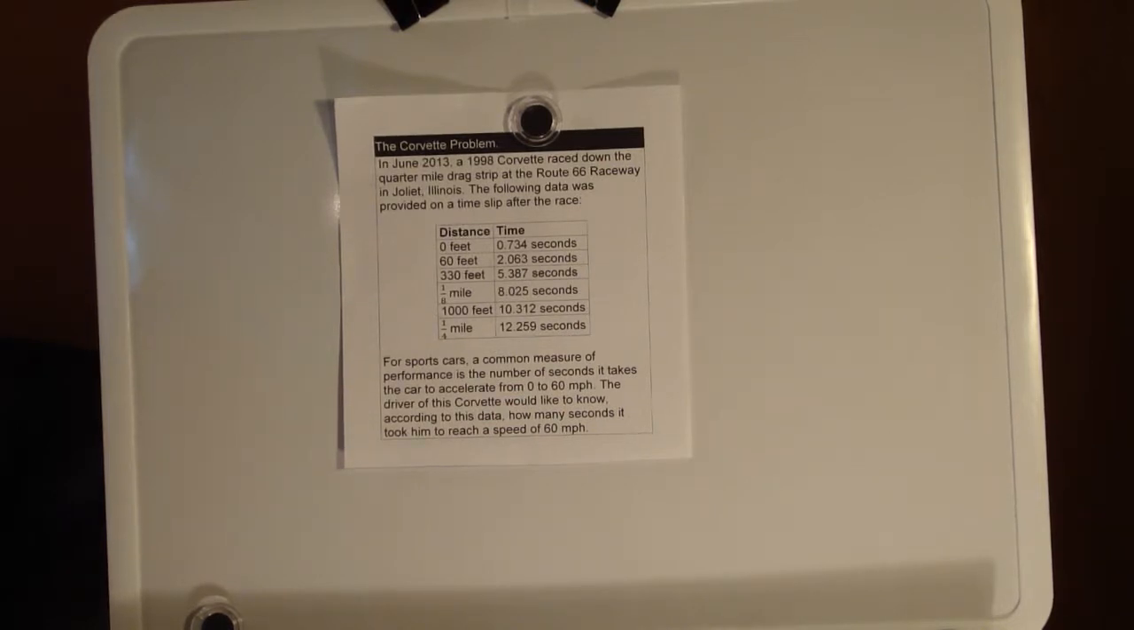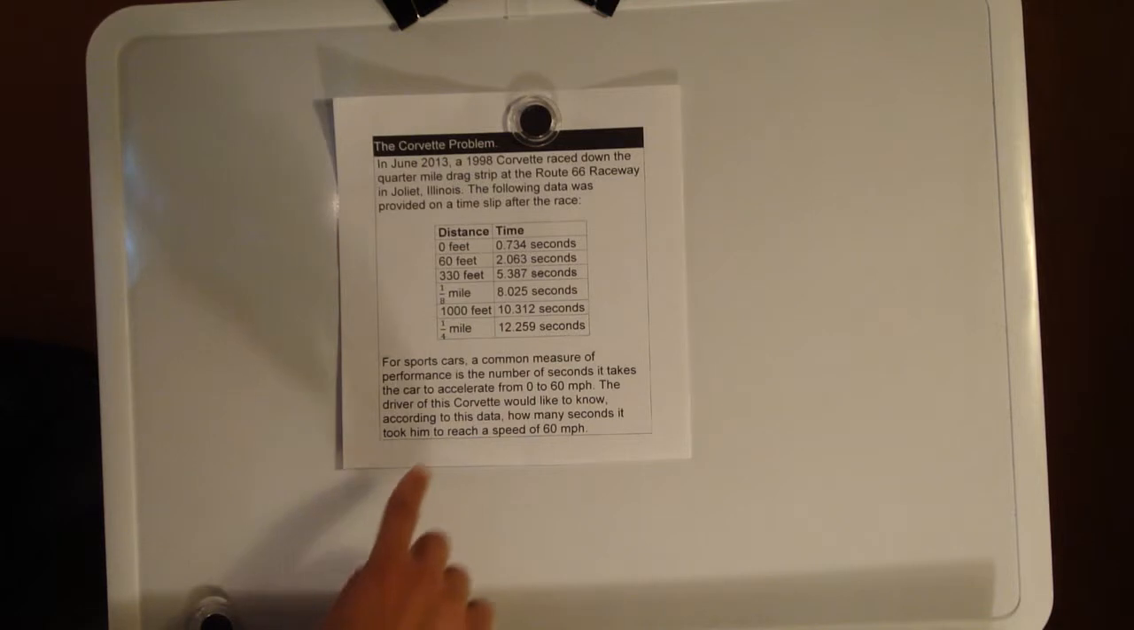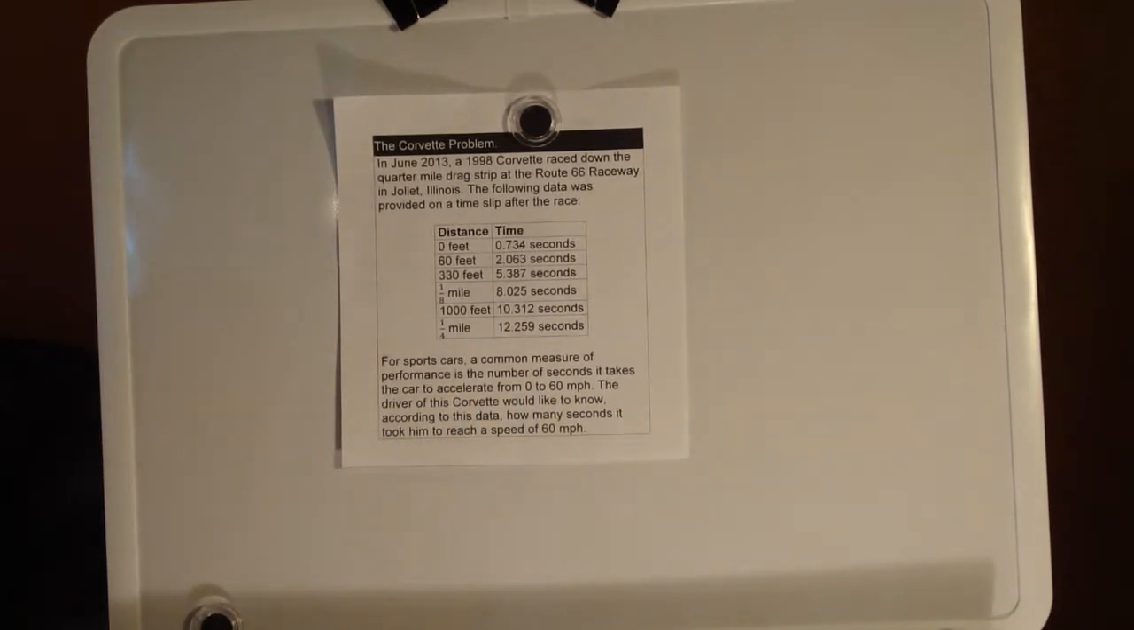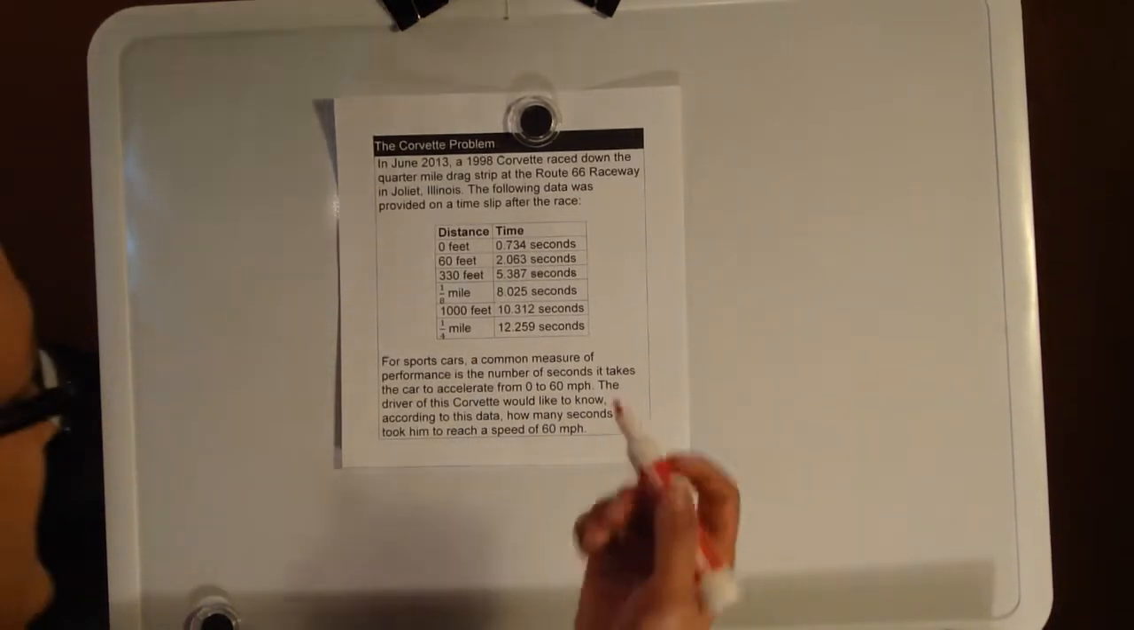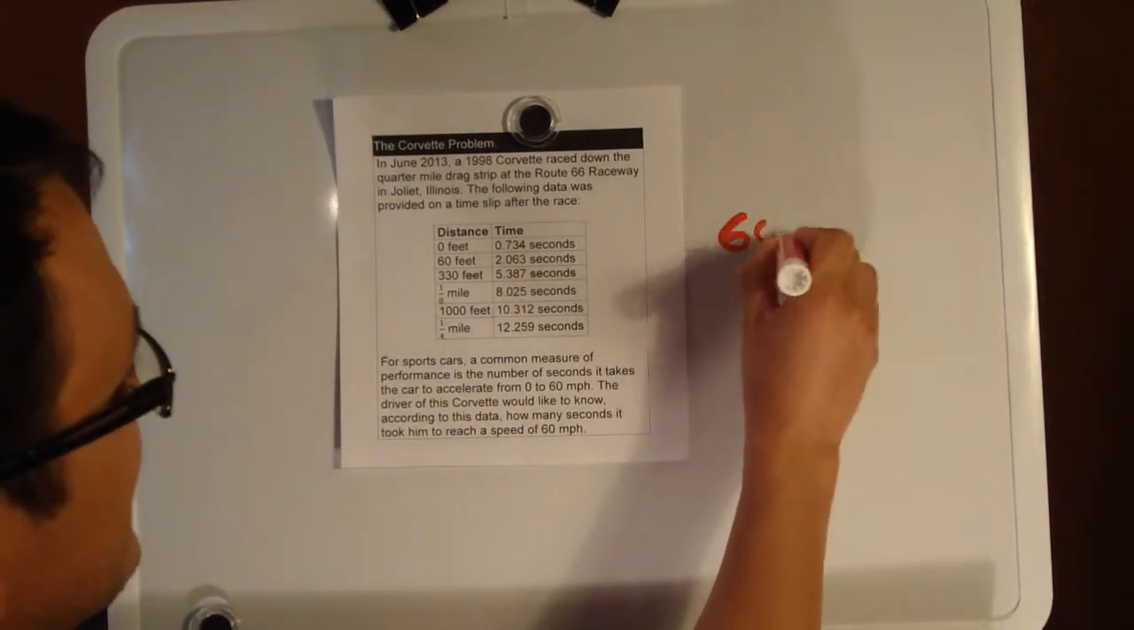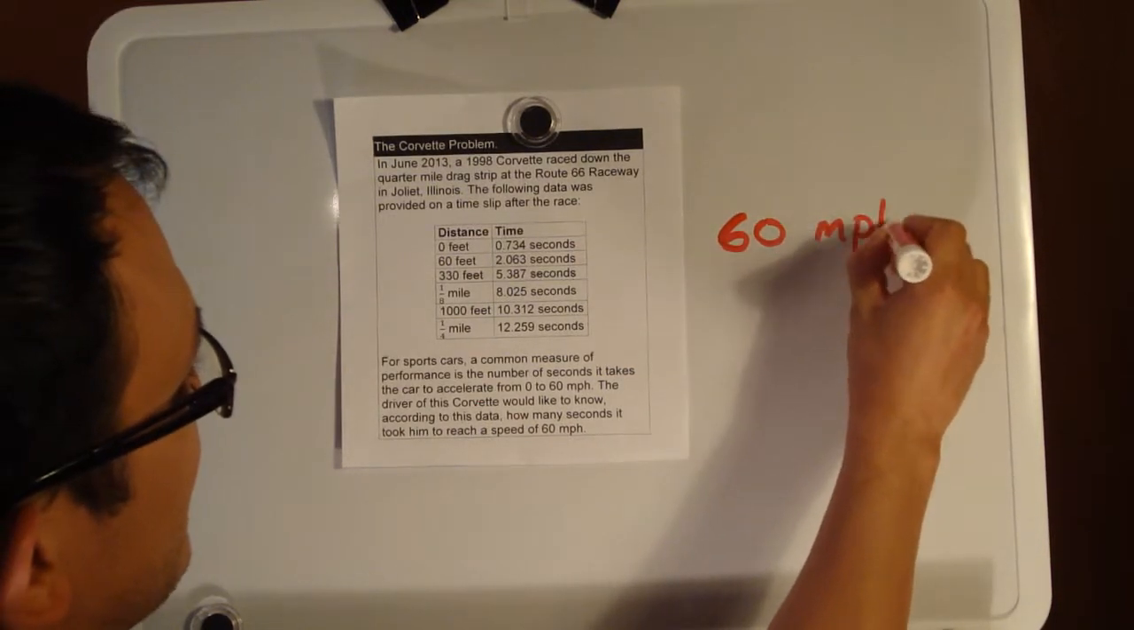A common thing that people will ask about to measure the performance of a car is how long did it take for the car to reach 60 miles an hour. So how long did it take to accelerate from 0 to 60 miles an hour? This is a pretty common question. I'm just going to write down a couple of things here. So, 60 miles per hour.